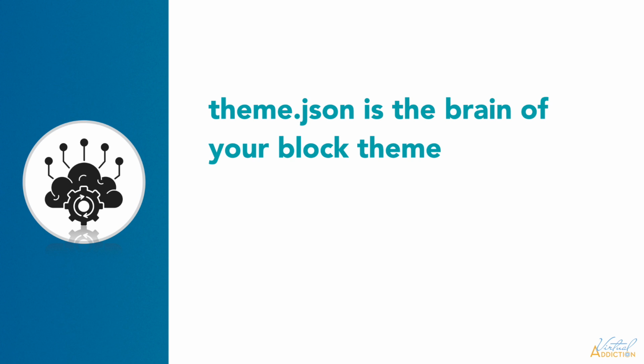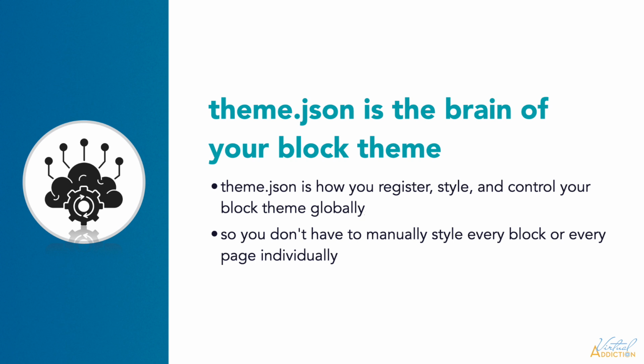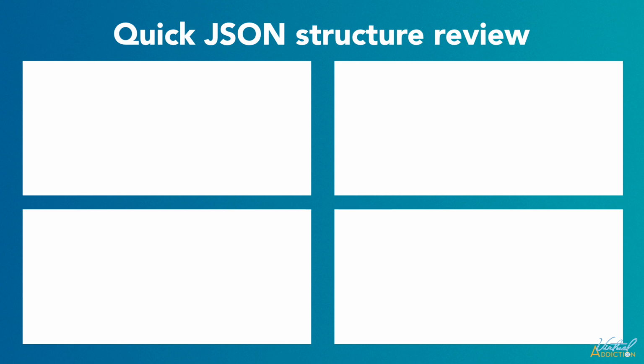Without it, WordPress falls back to its own boring default styles. You miss out on cool stuff like global colors, typography control, spacing, etc. Theme.json is how you register, style, and control your block theme globally. You do this so you don't have to manually style every block or every page individually. Understanding the structure of JavaScript Object Notation, or JSON, is key to working with it, as it is used for data interchange in many web technologies, including WordPress.